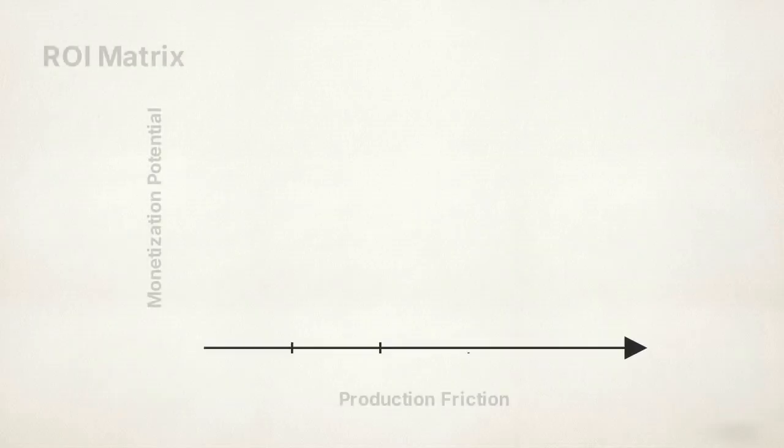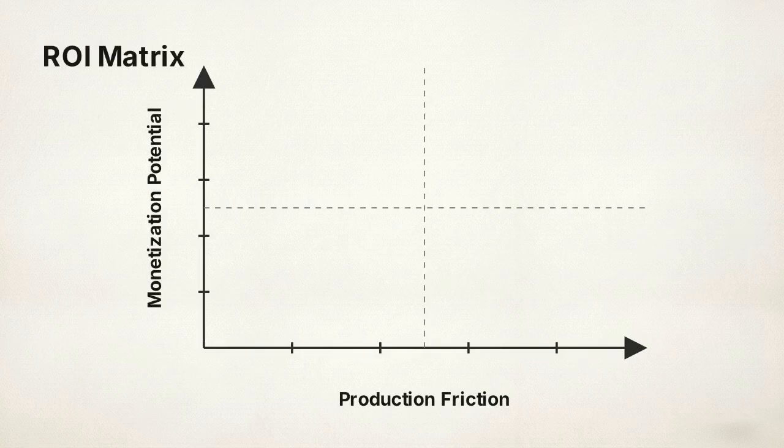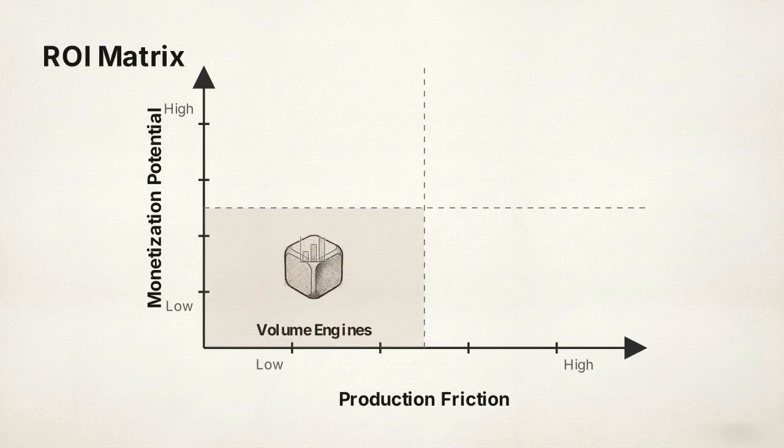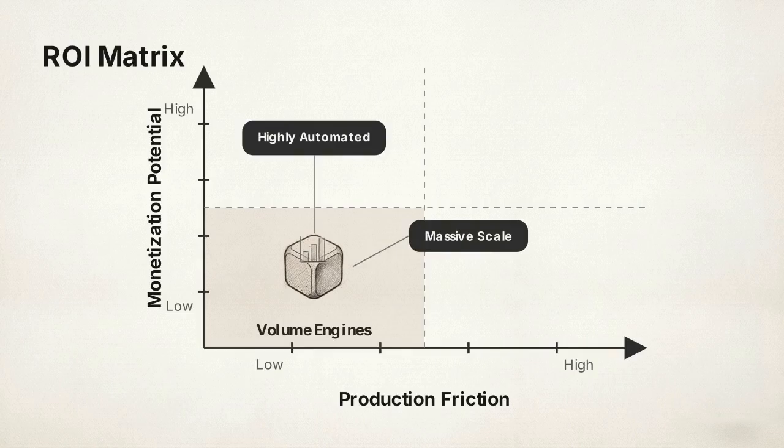This chart plots production friction on the bottom against per-video monetization on the side. We drop the volume engines into the low-friction, low-monetization quadrant. They are highly automated to produce, but require massive scale to pay off.